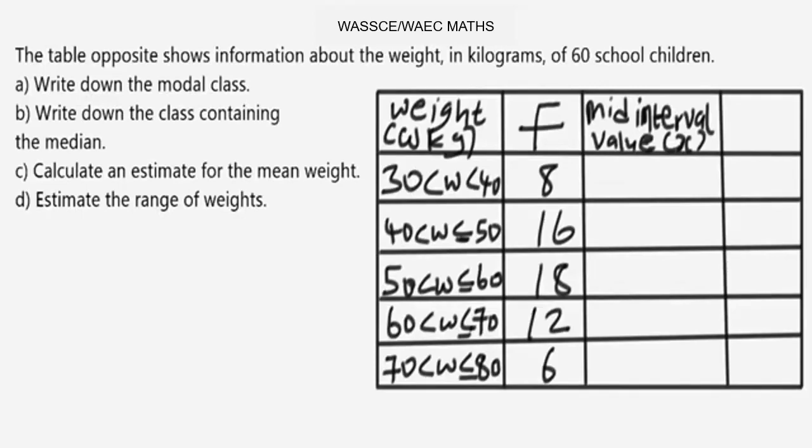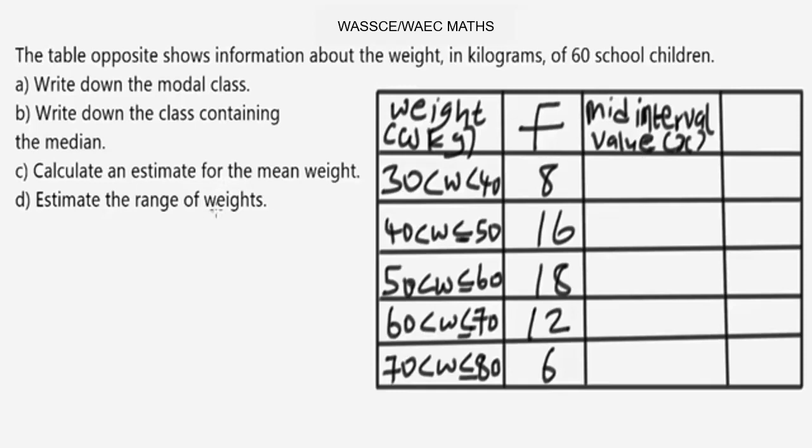Let me bring this grouped frequency table I have here as an example used to explain the idea or concept behind it. Alright, so let me get the table. Okay guys, now let's look at this grouped frequency table statistics question. The question says the table opposite shows information about the weight in kilograms of 60 school children. Write down the modal class, write down the class containing the median, calculate an estimate for the mean weight, estimate the range of weights.